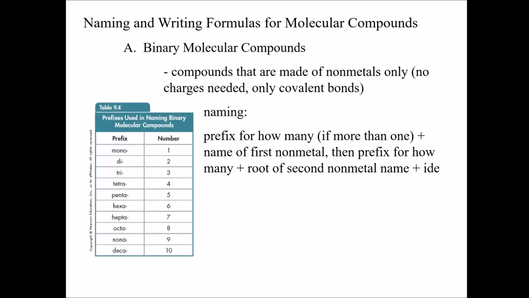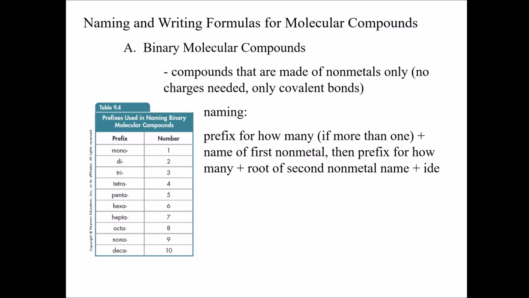So the prefixes work like this. Right? So mono would stand for one of something. And then we would use the prefix di for two and tri for three, tetra, four, penta, hexa, hepta, octa, nona, deca. So those are the prefixes we use for how many there are.